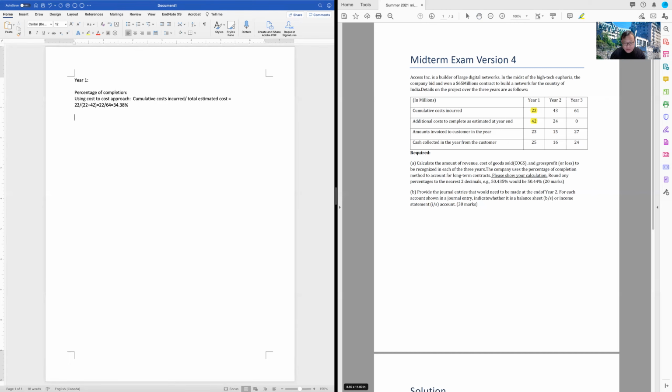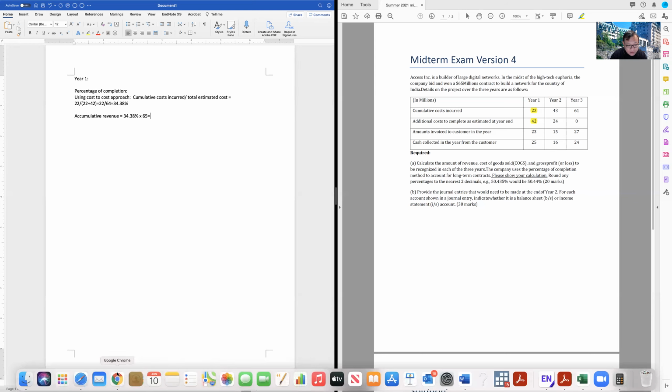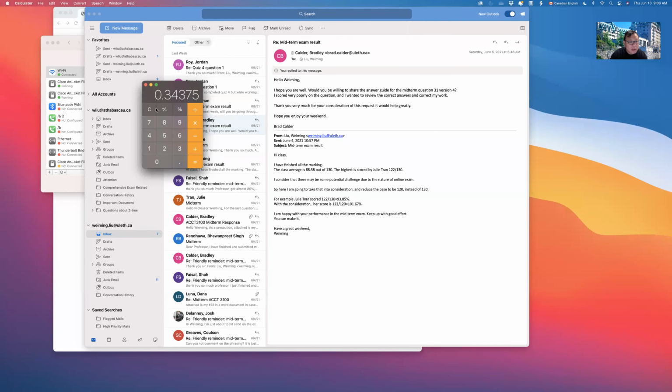So the revenue for the first year: you can calculate the cumulative revenue at the end of year 1. That will equal 34.38% times 65. What does this equal? Just give me 1 second. 0.3438 times 65 is 22.33, right? 22.33.